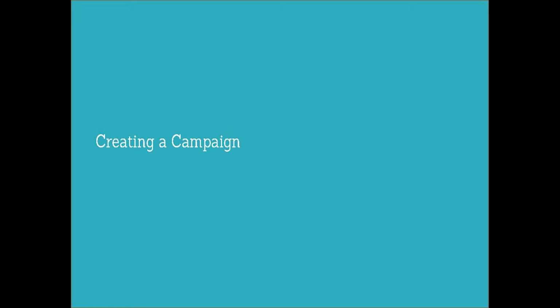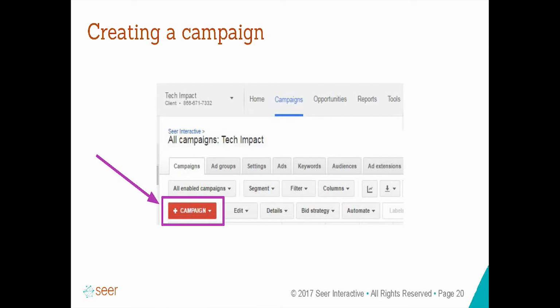So this is how you create a campaign. So we're going to go into the interface now. When you sign into AdWords, you'll see a screen that looks a lot like this. You click on the big red Add Campaign button. Super clear.